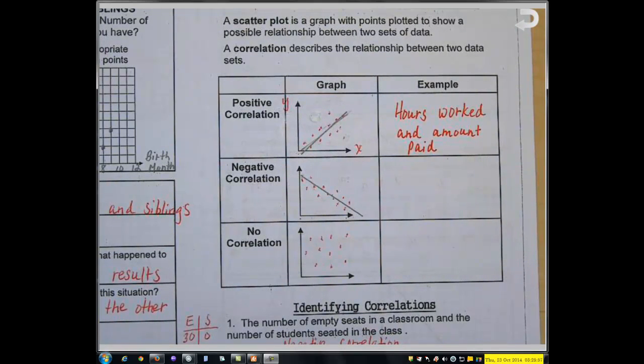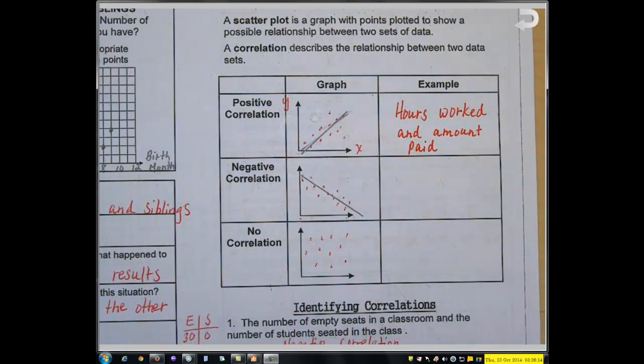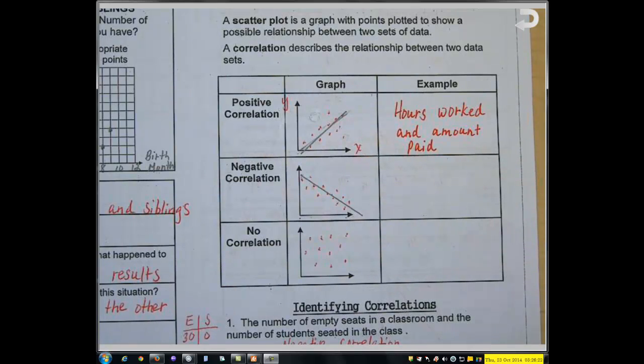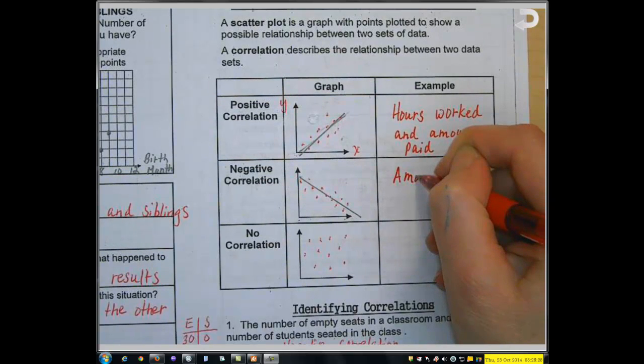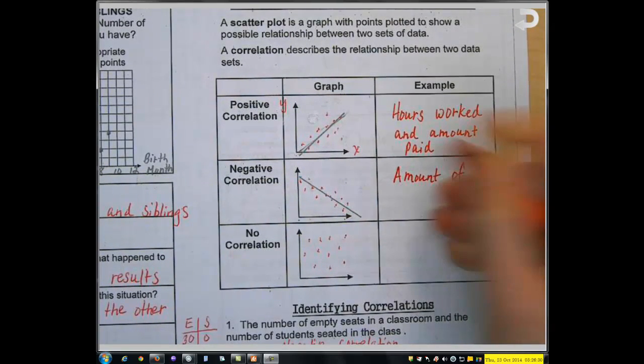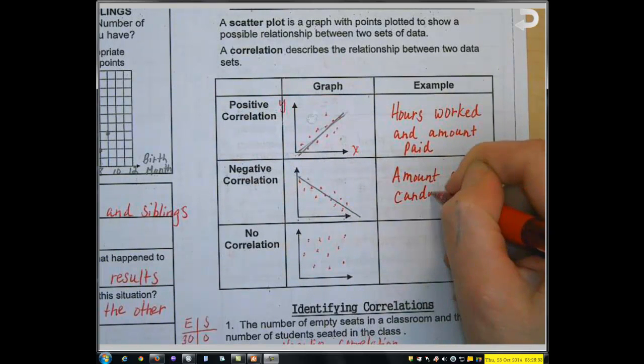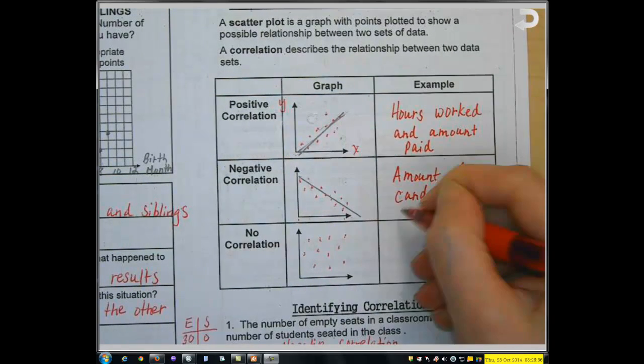For example, if I have 10 pieces of candy and I'm going to give candy to all of my friends that come into the room, the more friends that come into the room, the less candy I will have. So as the friends are increasing, my amount of candy is decreasing. So an example of negative correlation would be the relationship between the amount of candy and the number of friends.